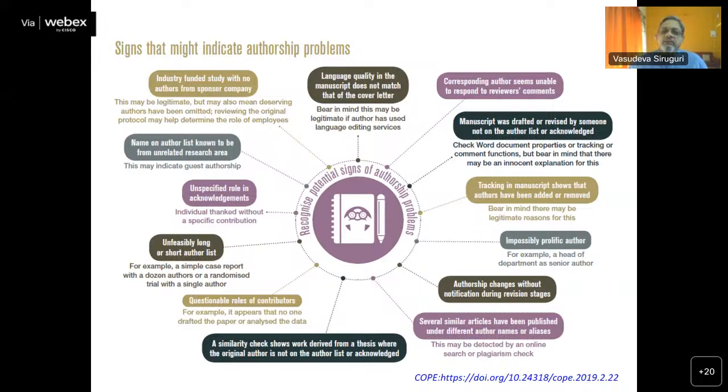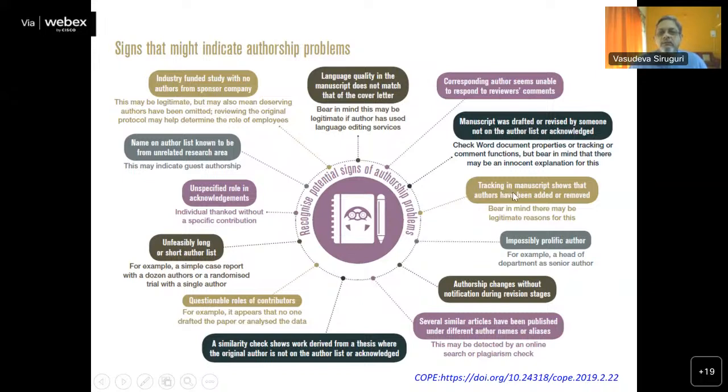Another sign is that the corresponding author is unable to respond to reviewers' comments. A manuscript has been reviewed and the comments have been sent to the corresponding author, but he seems to be unable to respond to them. That also gives an indication that something is going wrong. Or it's possible that the manuscript was drafted or revised by someone who is not on the author list or not even acknowledged, like a ghost author.